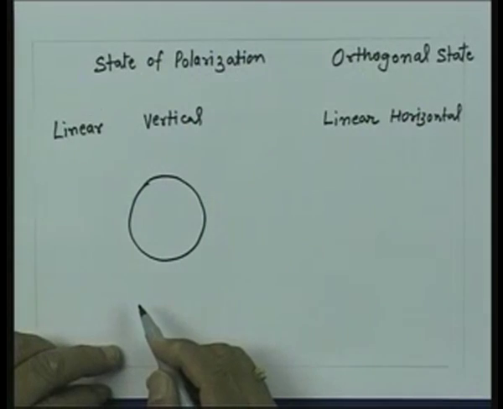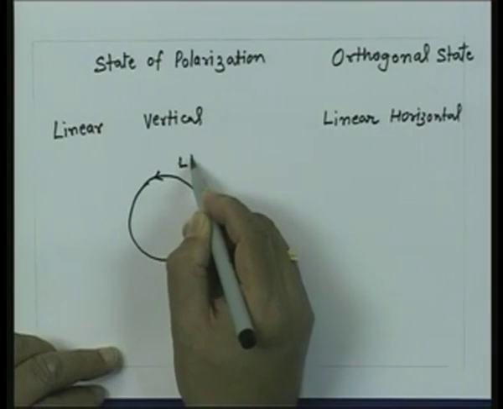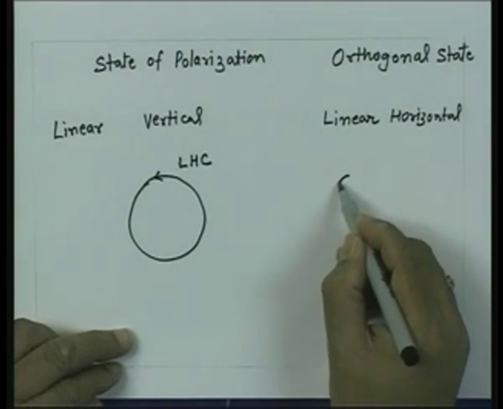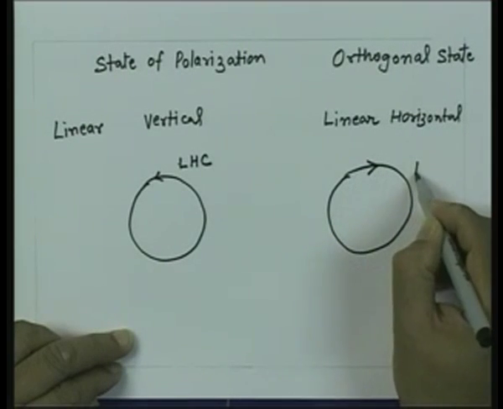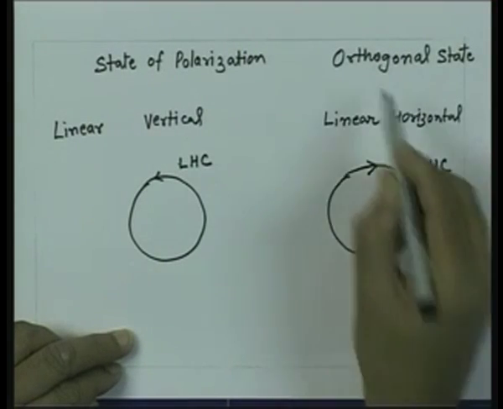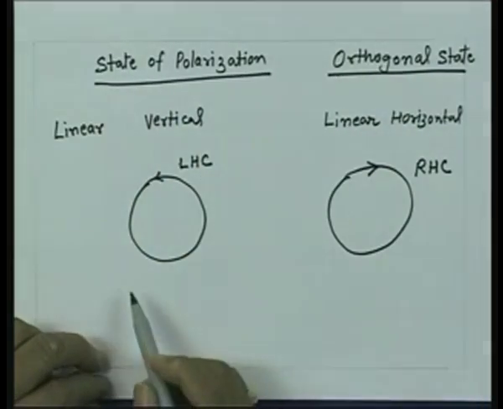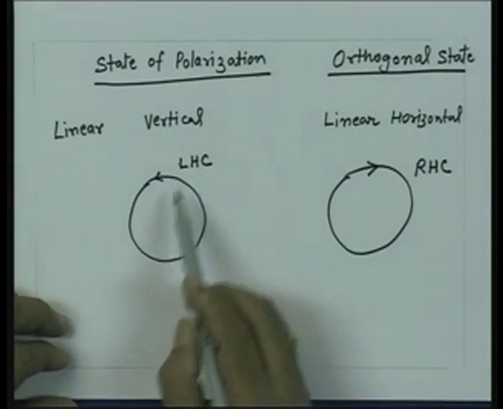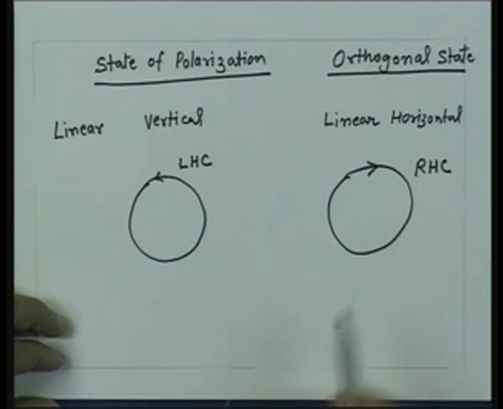The second thing we saw is if I take a circular polarization, and let us say my wave is going inside the plane of the paper, this is representing the left-handed circular polarization. So, the orthogonal state will be a circle with a right-handed polarization. So, for a linear vertical, the orthogonal state is linear horizontal. For a circular left-handed, the orthogonal state is right-handed circular, and vice versa.